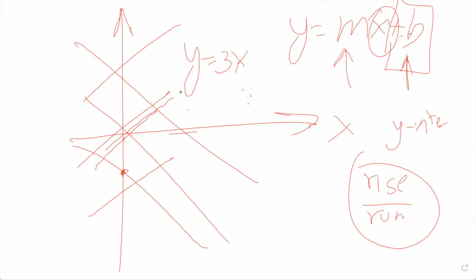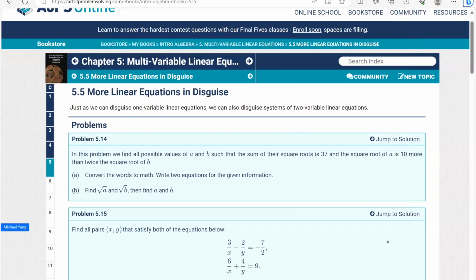So let's go back to the book and let's see what we are talking about. So in this problem, we find all possible values of A and B such that the sum of the square roots is 37, and the square root of A is 10 more than twice the square root of B. So convert the words to math, write two equations for the given information.